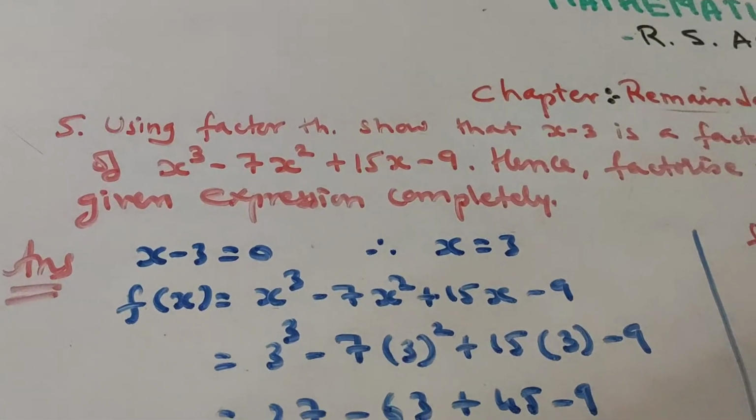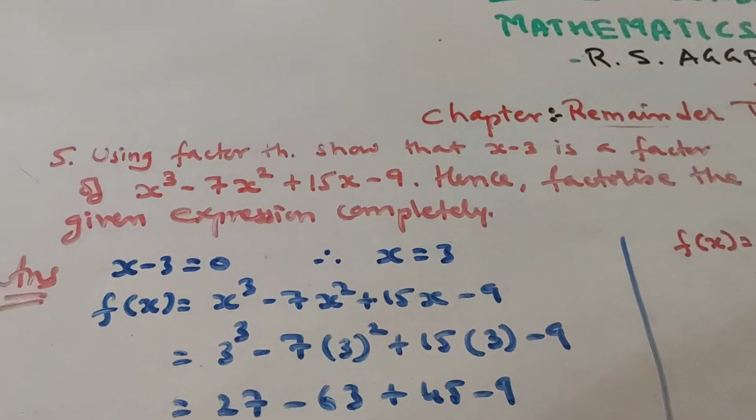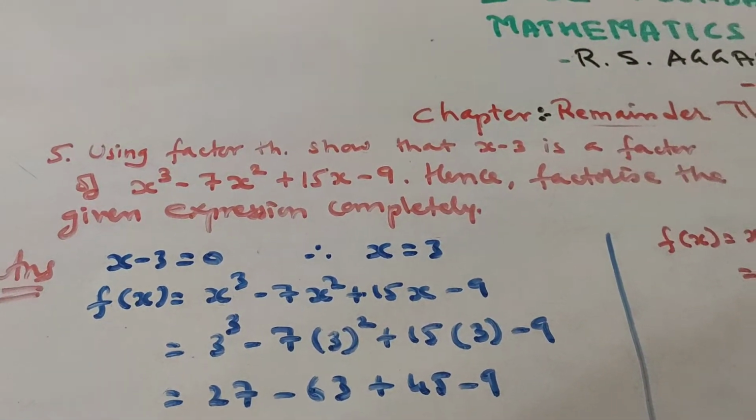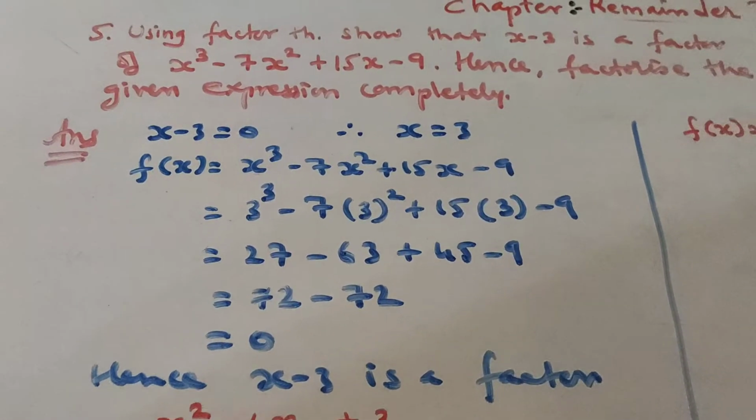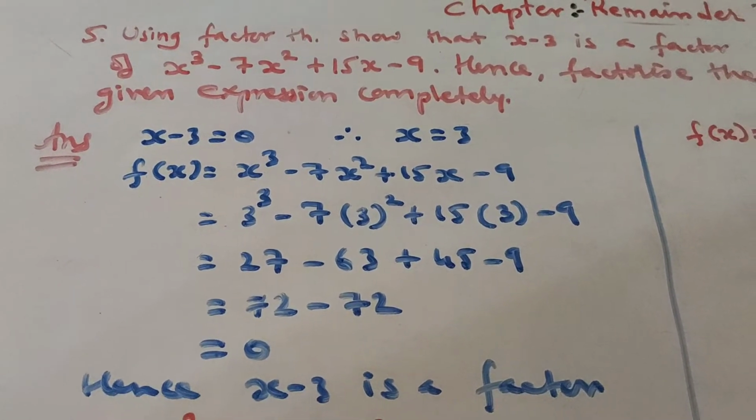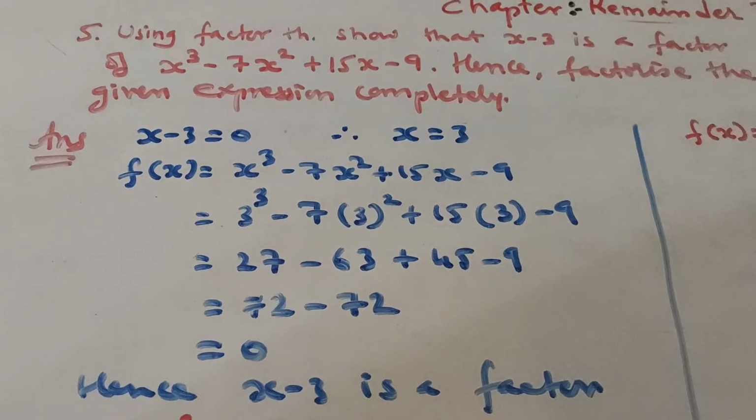Using factor theorem, show that x minus 3 is a factor of x cube minus 7x square plus 15x minus 9, and afterwards they're asking to factorize. We'll do the same method. First of all, we'll show that it is a factor. So for showing a factor, we need to put x minus 3 equal to 0.